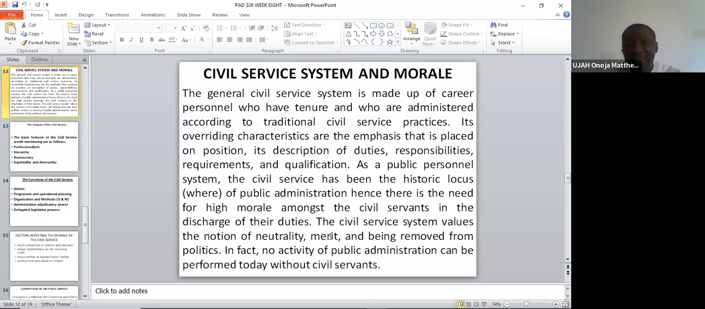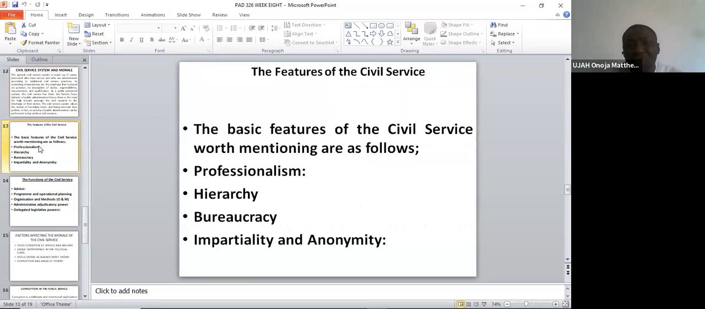So the civil service should be an environment where morale of the employees must be encouraged. So there are features of the civil service that are in tandem with a high level of morale in existence. The basic features of civil service worth mentioning are as follows: professionalism. So it goes to show that a system that guarantees the welfare and a high moral standard within the service for the employees would definitely be one built around professionalism. Hierarchy, that is the flow of information or chain of authority that exists within the service.